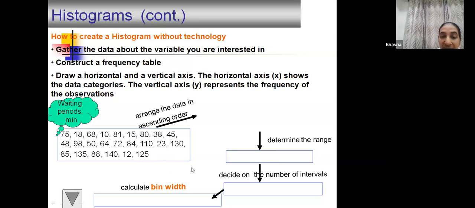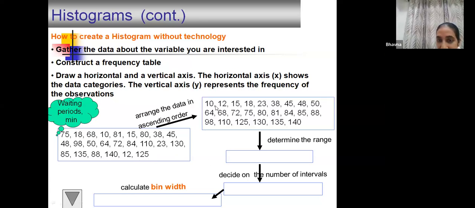After that, the second step is to arrange the data in ascending order. Ascending order is from small to big, right? So we start with 10 and we go on to 140. What does this signify? This signifies that the person who went very quick went after 10 minutes of waiting, and the person who had to wait the most had to wait for 140 minutes before he could see the cardiologist, okay?